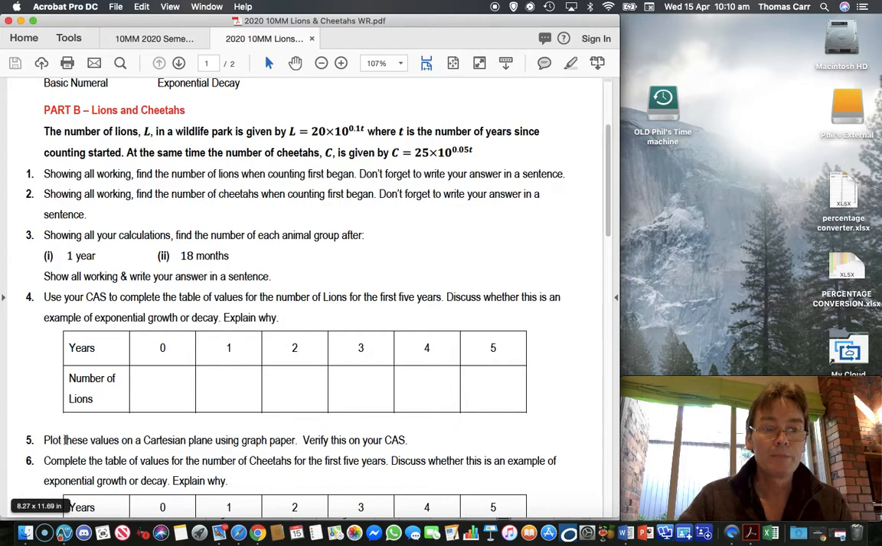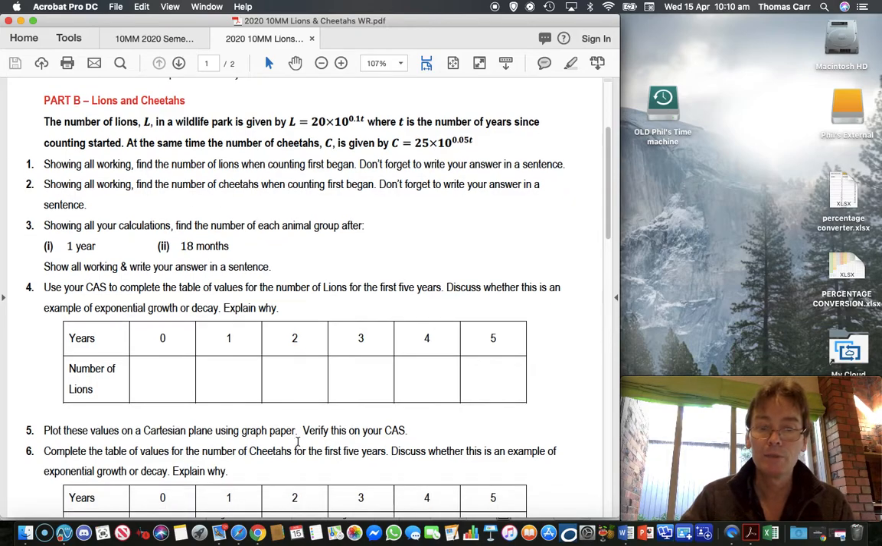Alright, the next bit is to plot these values on a Cartesian plane using graph paper. Okay, verify it on your CAS. So I've showed you how you can draw it on your CAS, but you need to plot it on graph paper. Please note that I expect this graph to fill up the whole page, and I expect the graph to be accurately plotted. It should have a title on it. It should have the axes with labels on them and units.